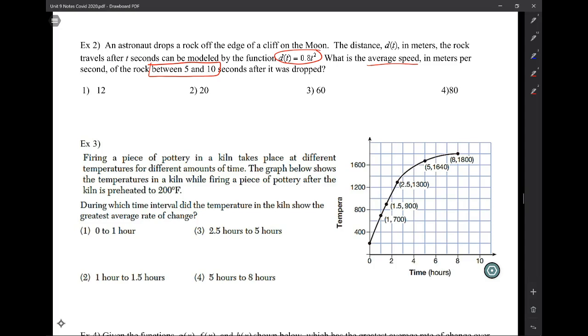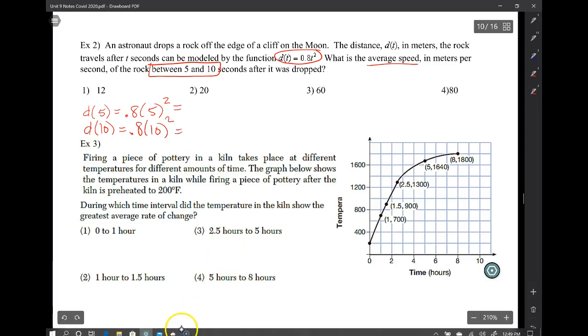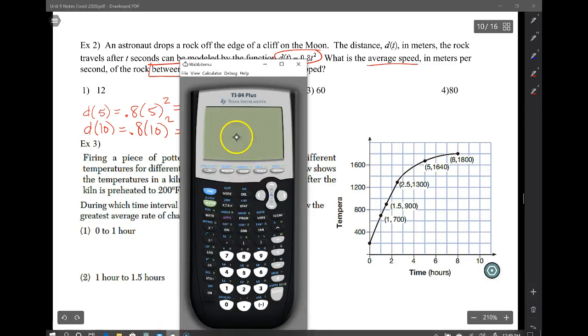There are 2 different ways you can do this. Option 1: you find d of 5 and you find d of 10. Okay, so I find d of 5 and I find d of 10, so I'm going to take out my trusty calculator.